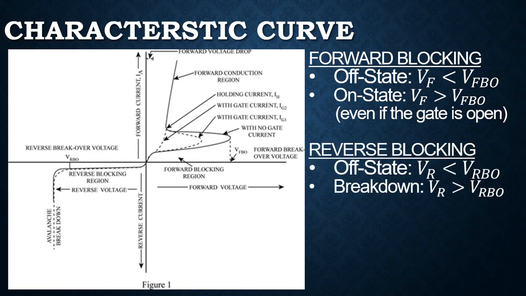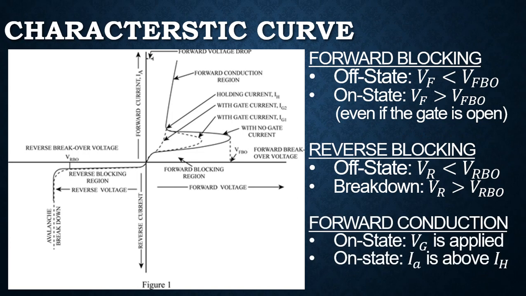At reverse blocking mode, J1 and J3 are in reverse bias while J2 is in forward bias. Thyristor is at off state when reverse voltage is less than the reverse breakover voltage. Thyristor is at avalanche breakdown if the reverse voltage is greater than the reverse breakover voltage.